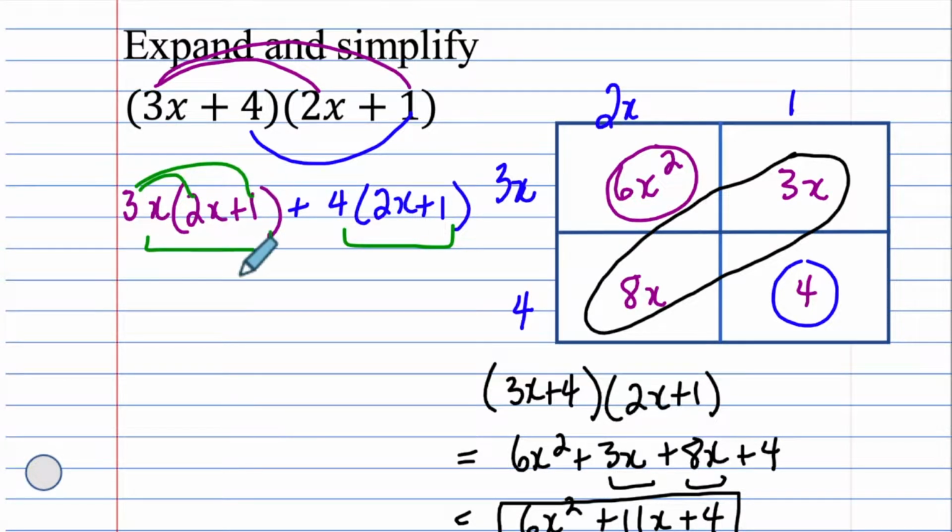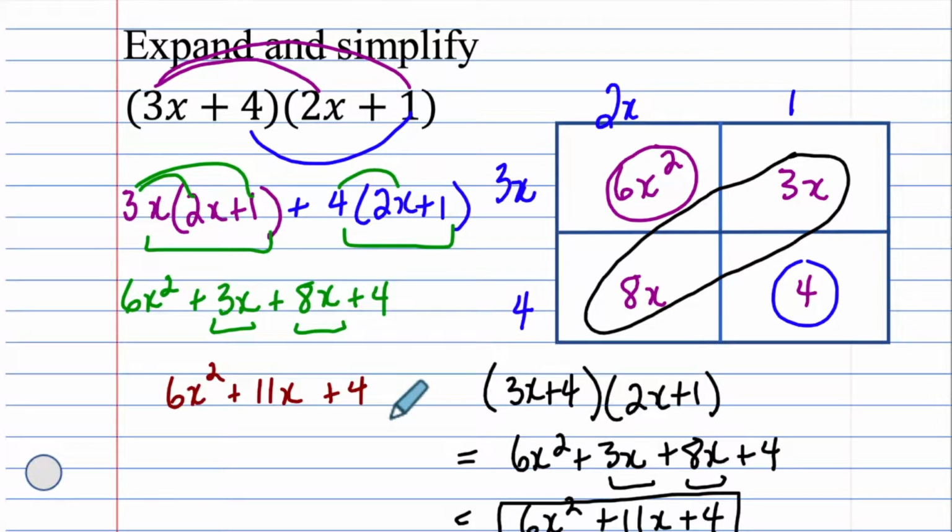Now what we can do is distribute. 3x times 2x is 6x squared. 3x times 1 is plus 3x. And plus 4 times 2x is plus 8x. Plus 4 times 1 is a plus 4. We've now made 4 terms. 3x plus 8x can combine to make 11x. We've made a trinomial. We've expanded and simplified two binomials to make one trinomial.